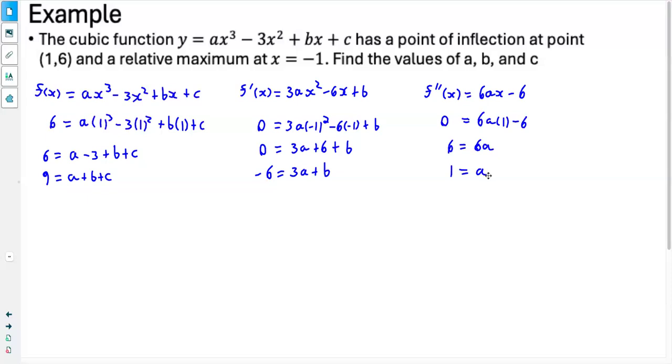So we already now know our a value. We can then substitute that back into this equation. So we've got negative 6 equals 3 times 1 plus b. So we've got negative 6 equals 3 plus b. Move the 3 to the other side, so negative 9 equals b. So we now know our b value.